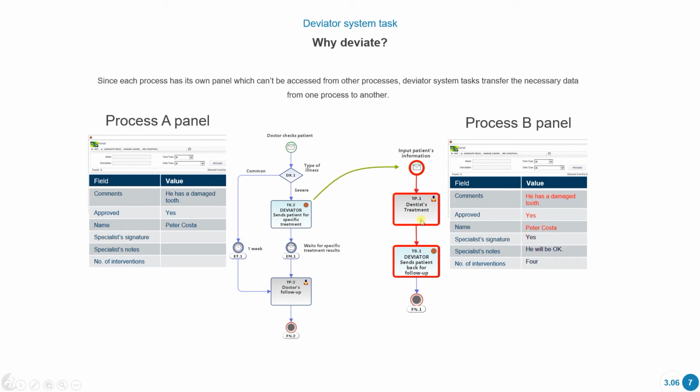Now the dentist gives the patient a treatment, and here we pick up some information in this process. For example, we have a signature, some notes, and when the deviator deviates from this object back to the source process, it sends not only the flow back, but it also sends information.